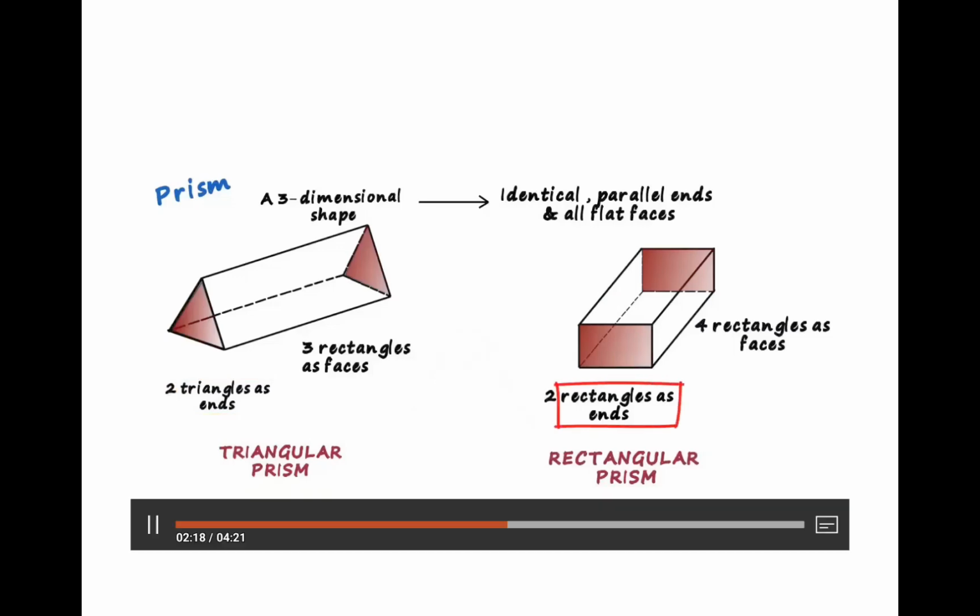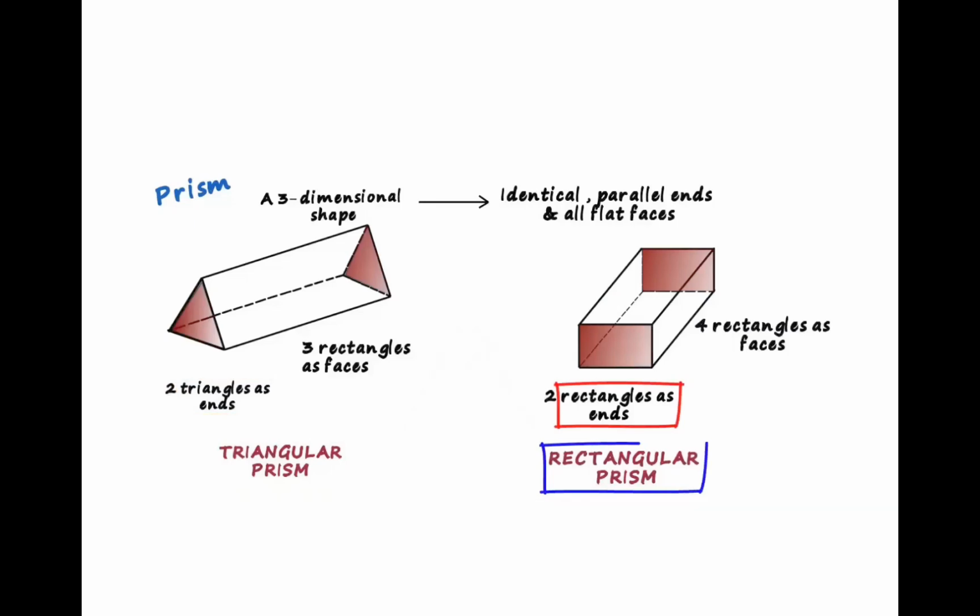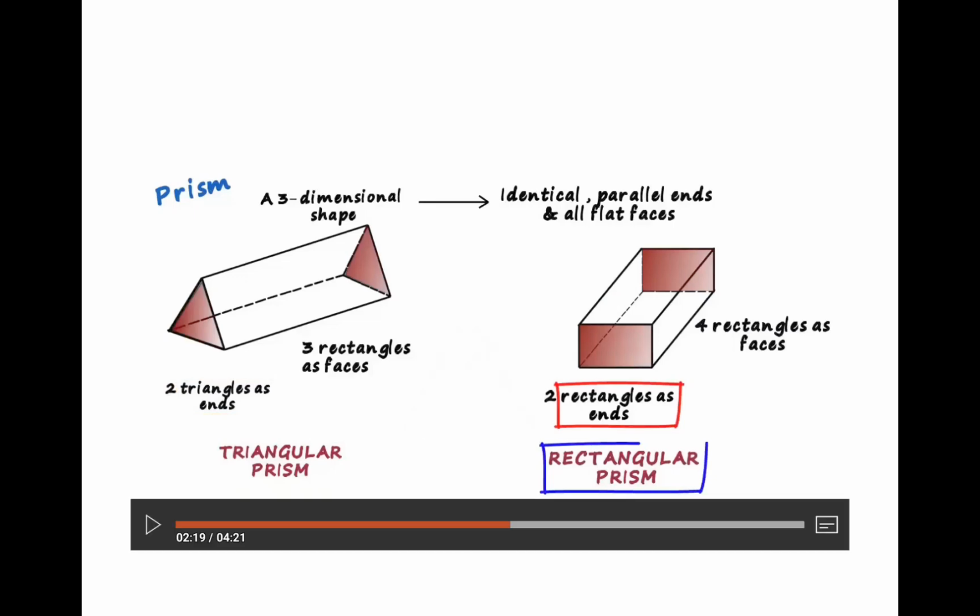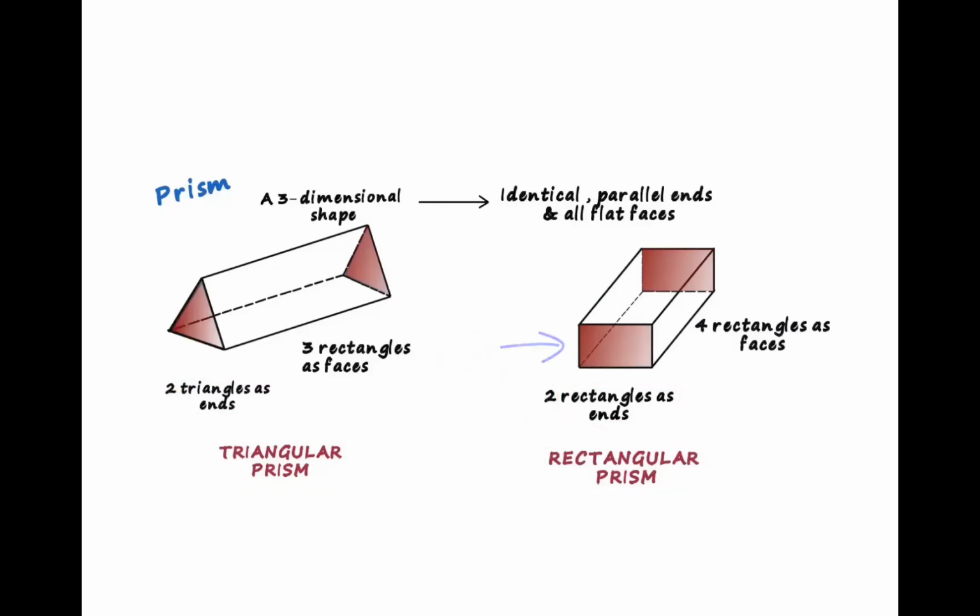Now tell me once more, I'll pause this, tell me once more, what three conditions should be there to be a prism? To be a prism, first it should be a three-dimensional shape, a three-dimensional optical element. Second, it should have identical and parallel ends, and other surfaces will be flat. The concept will become more clear. I will give you some other examples related to this, right?